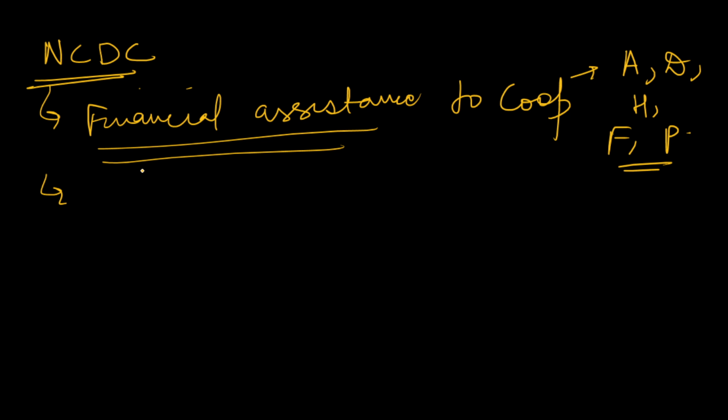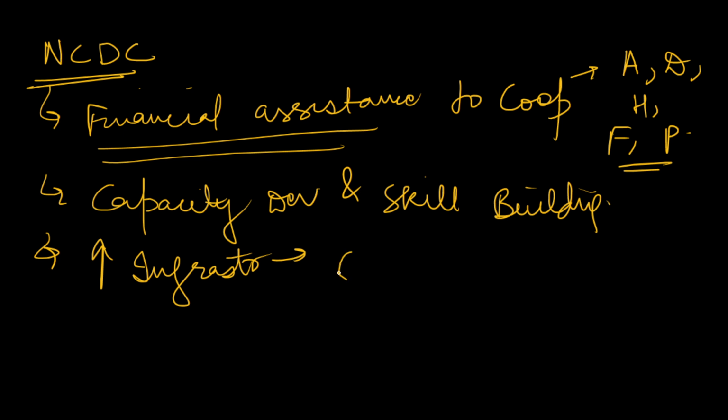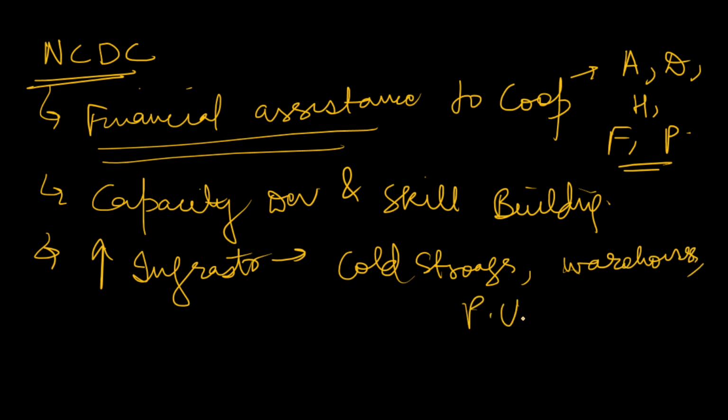Secondly, it has a role in capacity building and skill development of cooperative members. Next, it helps improve rural infrastructure, such as building cold storages. It also promotes building of quality warehouses and processing units. So all these things can be mentioned. Overall, its major role is in boosting rural employment and value addition in agriculture through cooperatives. So this was about NCDC. These three or four functions you can mention.